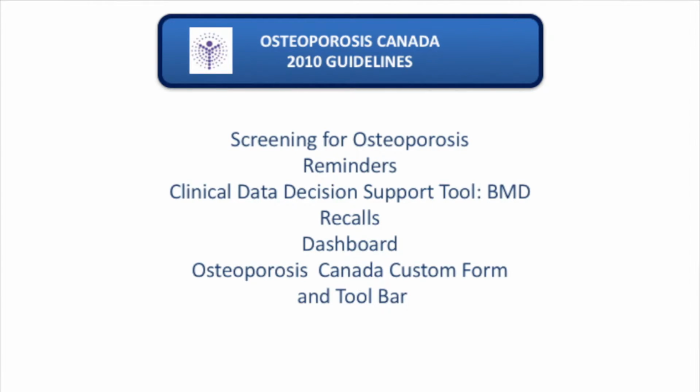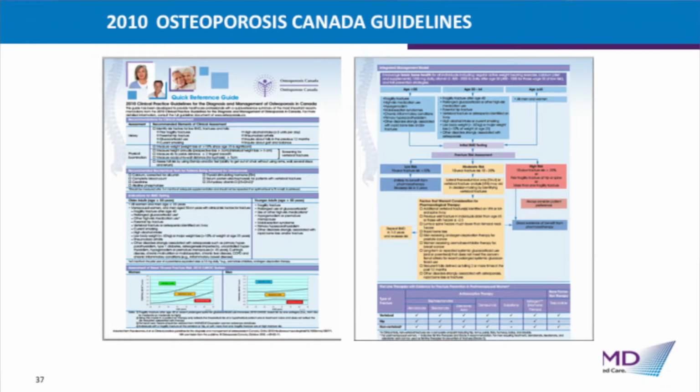So what about osteoporosis in itself in the 2010 Canada guidelines? So this is the guidelines. When they came around in 2010, a lot of us, and I'm speaking for myself and what I know about my other colleagues, we put that on the shelf. It looked too complex to try to figure this out. But as we worked through it, it actually ends up being fairly simple.